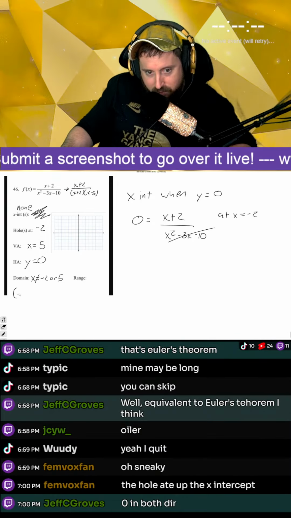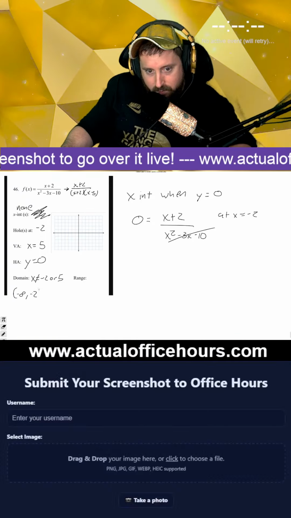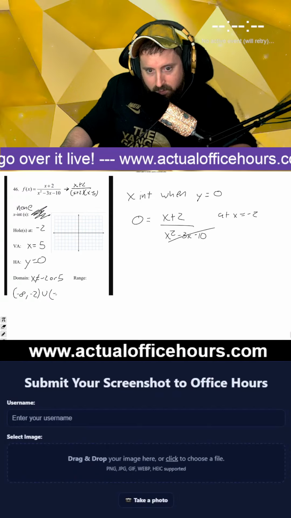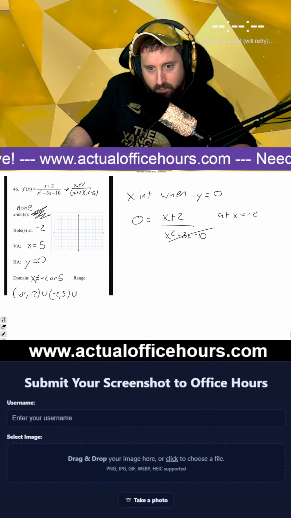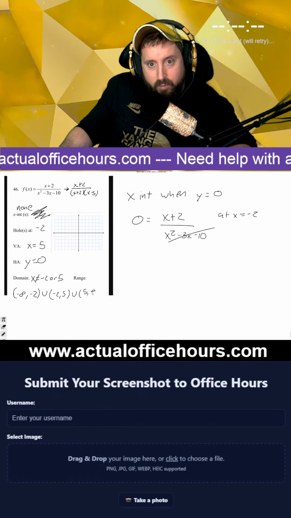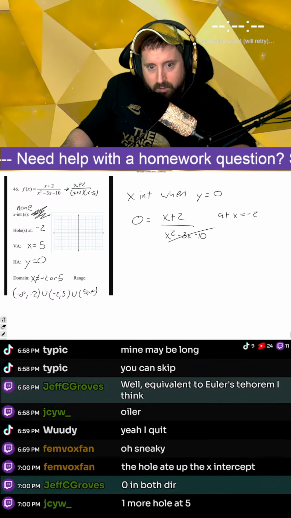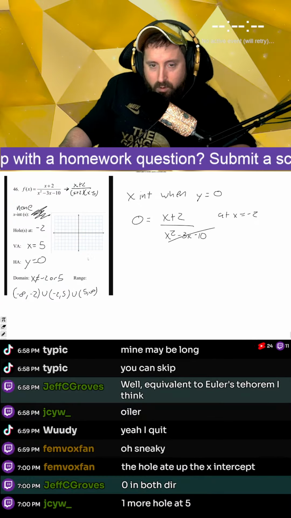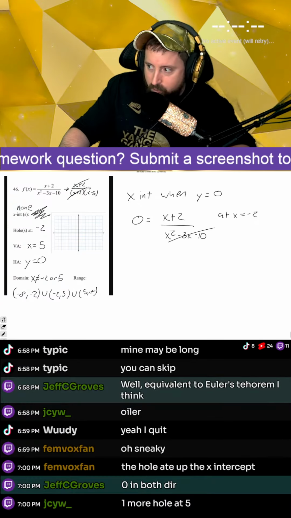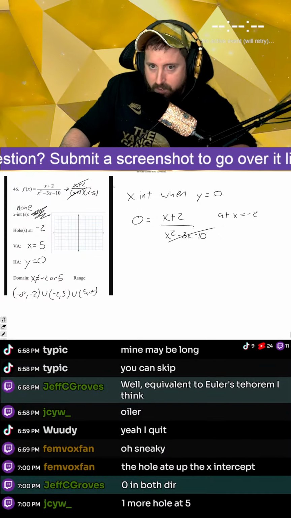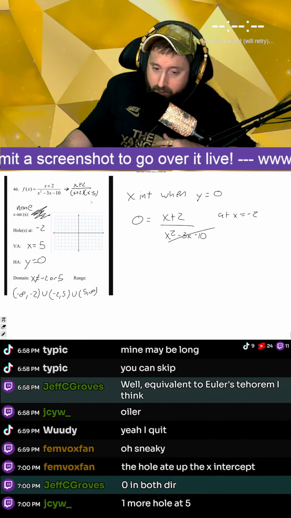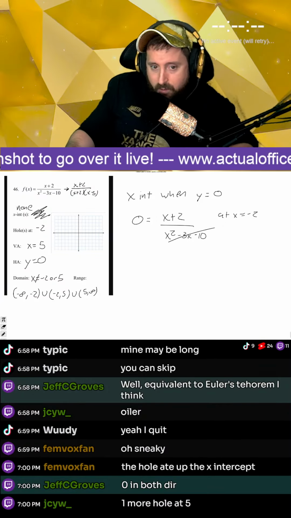So I think the way you write this, you say -infinity, comma -2, union, -2, comma 5, union, 5, comma infinity. Wait, there's another hole at 5? Wait, why is there another hole at 5? Holes are where the top and the bottom cancel each other out. There's a discontinuity at 5. I agree with that. And that's a vertical asymptote.